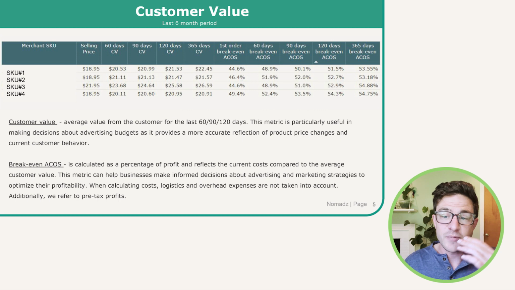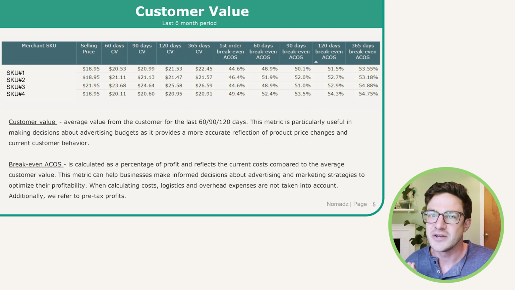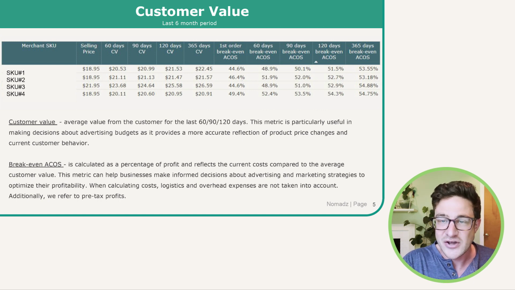So that's why a lot of people, if they have, say in this example, a 55% ACOS and they're saying, hey, I'm not making money on that. You're not making money on it on the first order. But if you have someone who buys 3 of these, you actually are making money on that.